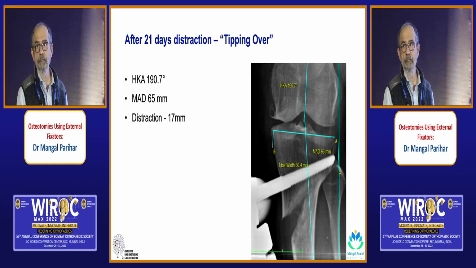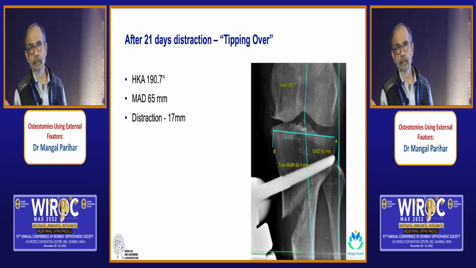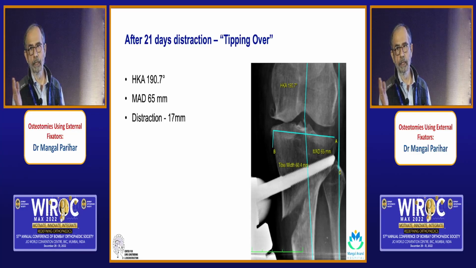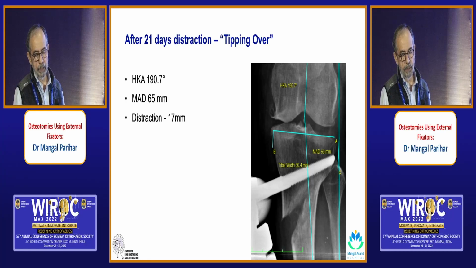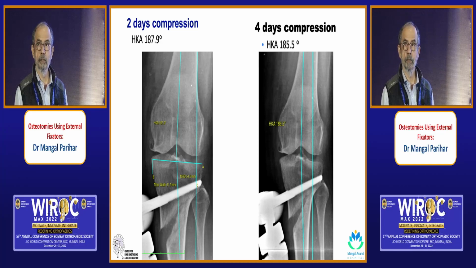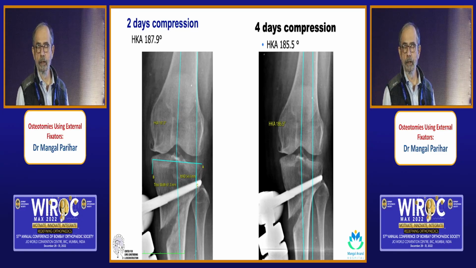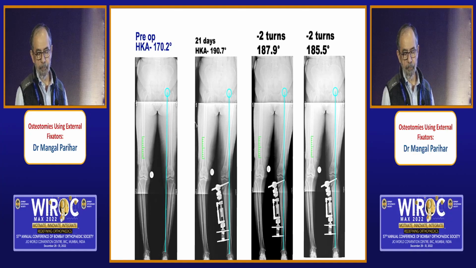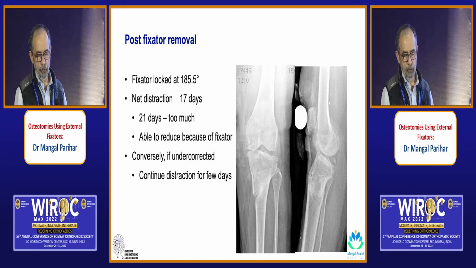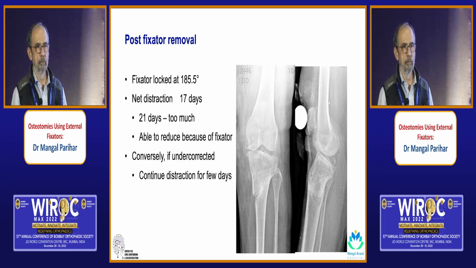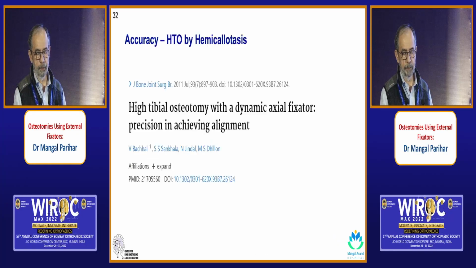However, after 21 days of distraction, we find that the femur has kind of tipped over and gone into extreme valgus. That is with a distraction of only 17 mm. But because we have the fixator, we are able to compress it because the fixator allows for adjustment. So with 4 days of compression, I'm able to get the HKA to the desired range of 185 to 185.5 degrees. Post fixator removal, the fixator was locked at 185. Similarly, if it was under corrected, we just have to do a few days of distraction more, and we can always get into that ballpark of 183 to 186.